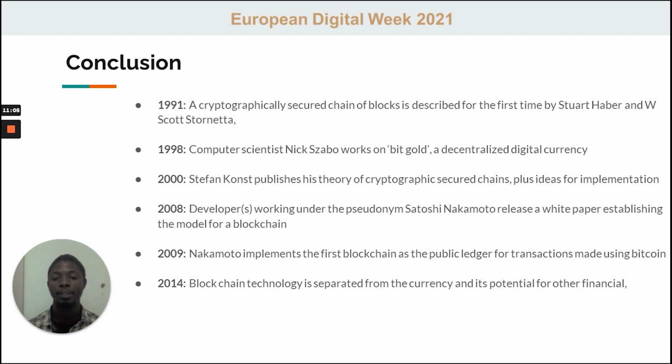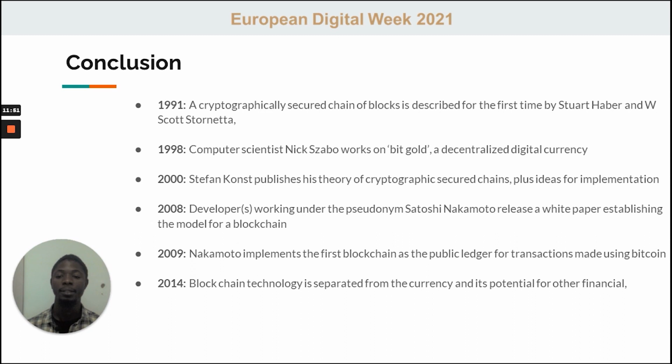But to conclude today's topic of cryptocurrencies and blockchain technology, we will trace back to the origin of blockchain technology. Blockchain technology can be traced back to 1991, where a cryptographically secured chain of blocks was described for the first time by Stuart Haber, one of the scientists. He described the first idea of blockchain technology in its initial basis. And in 1998, it can be traced back to computer scientist Nick Szabo, who worked on Bit Gold, a decentralized digital currency.